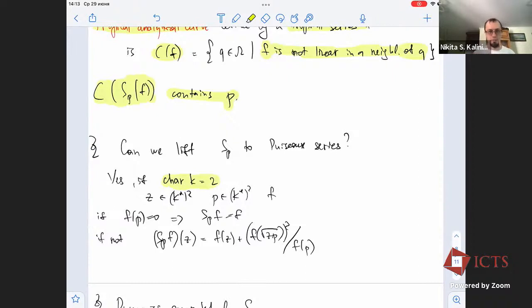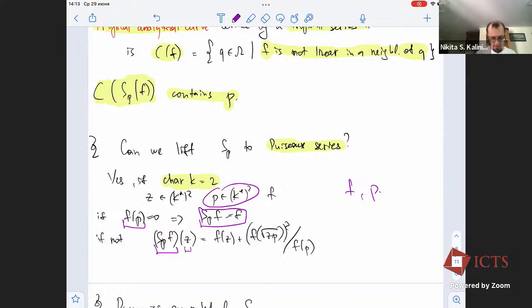I hope you know how to tropicalize a polynomial over a field of characteristic two, or any field. Basically you write Puiseux series and then take the valuation of them. And then the formula looks as follows. Let me have a function f. It can be a polynomial or a series, doesn't matter. And I have a point P in my plane. Then if f of P is zero, then I do nothing. So the shrinking operator leaves f unchanged. And if not, then I define a new function, SP of f, which acts as follows.